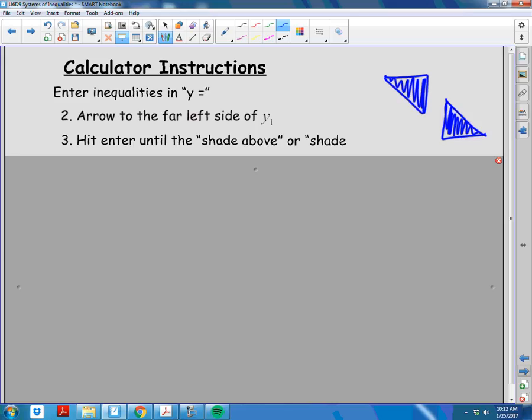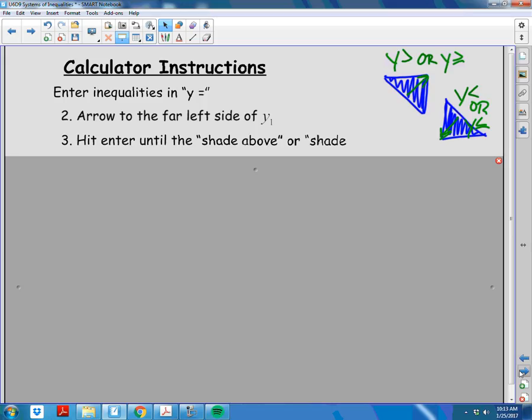Now, I want to caution you about two things, then we'll get on our classwork homework. You cannot differentiate between dashed or solid lines. It only shades areas. So it's shading above the line, which is y is greater than, or y is greater than or equal to, or it's shading below the line, which means y is less than, or y is less than or equal to. It does not differentiate between a dashed line and a solid line. It will not graph in terms of x, so it has limitations.